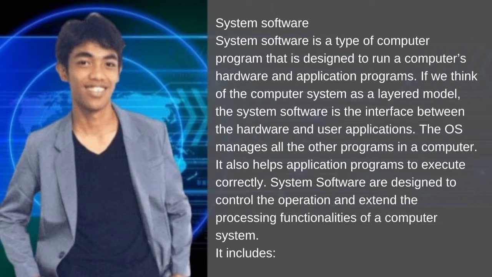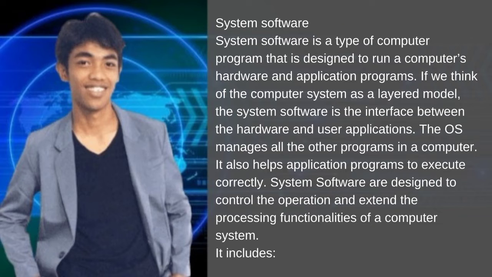First is the system software. System software serves as the interface between the application software and the computer hardware. System software is a type of computer program that is designed to run a computer's hardware and application programs. If you think of a computer as a layered model, the system software is the interface between the hardware and the user application. And the OS manages all the other programs in the computer.